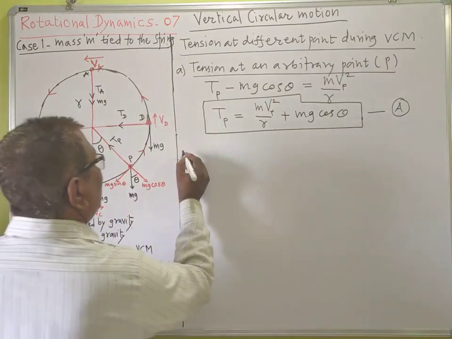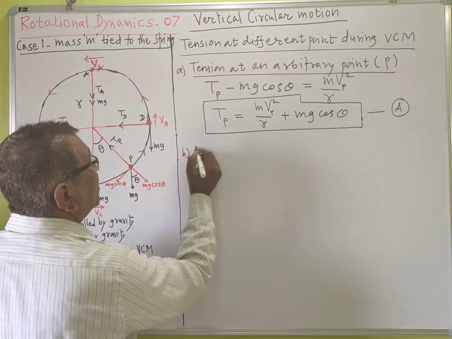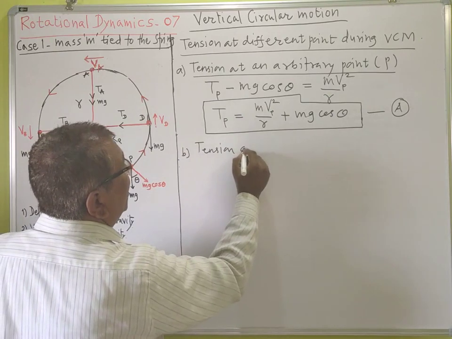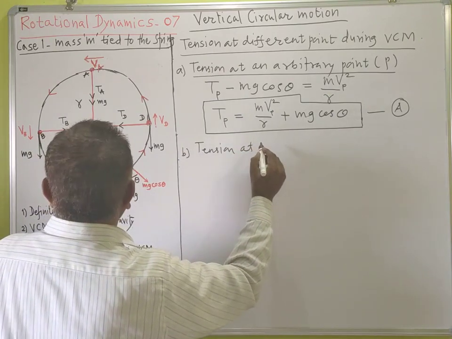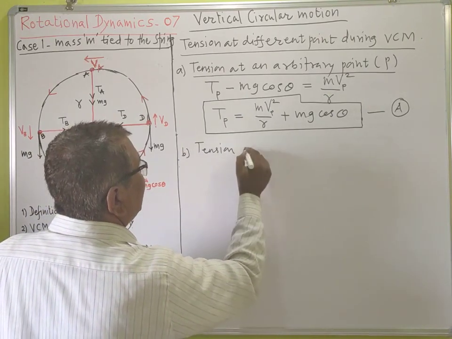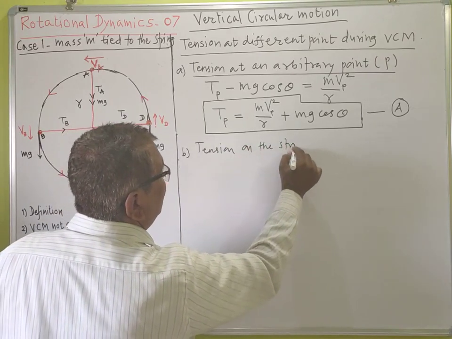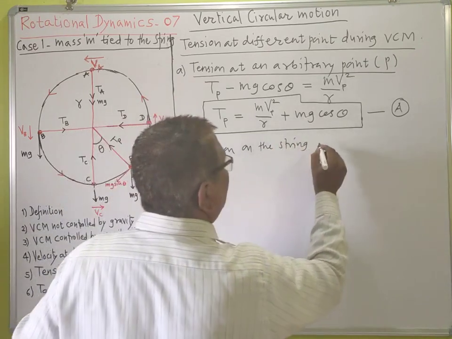Then now, point B. What is our point B? I will write here: tension on the string at bottom.